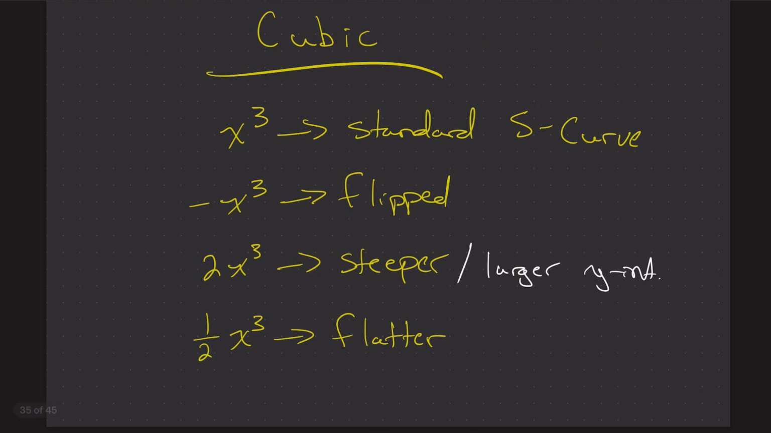Cubic functions, when we have x cubed, it's going to be the standard S curve, okay? 2 turning points here. Okay, that's positive x cubed. Negative x cubed would be something like this in the third quadrant, negative. 2x squared, it's steeper, it's a larger y-intercept, and 1/2 x cubed is going to be flatter. So this was the x-axis, it would be something more like that, rather than the standard x cubed S curve.